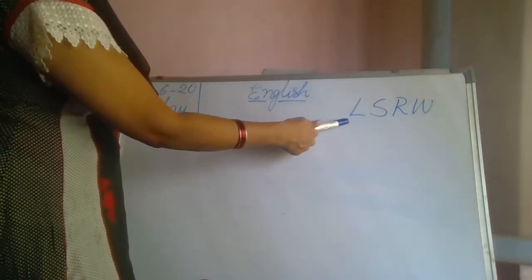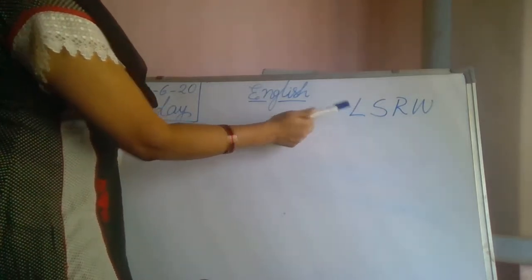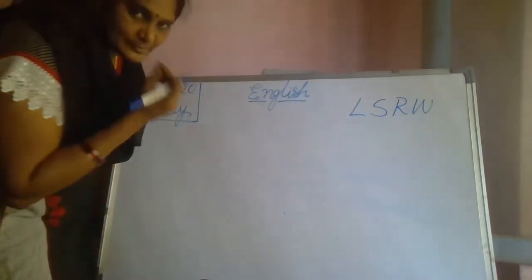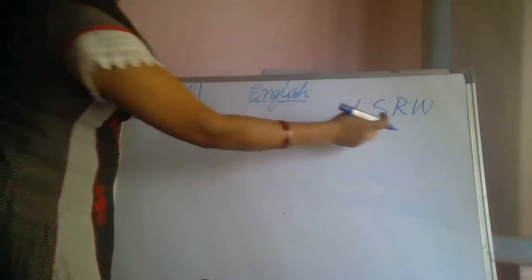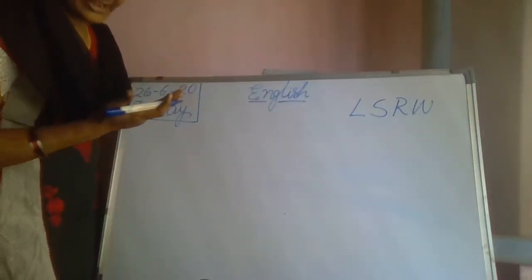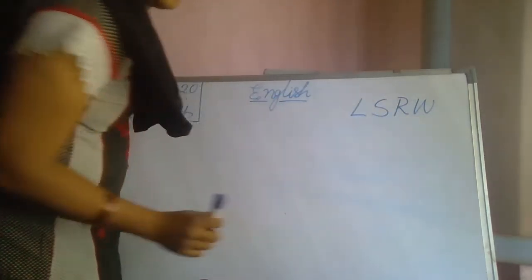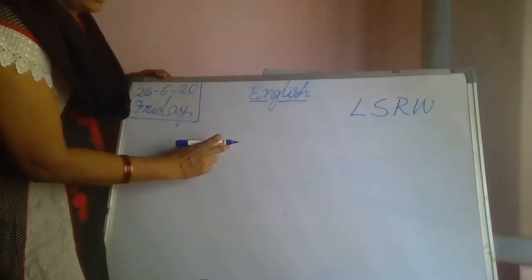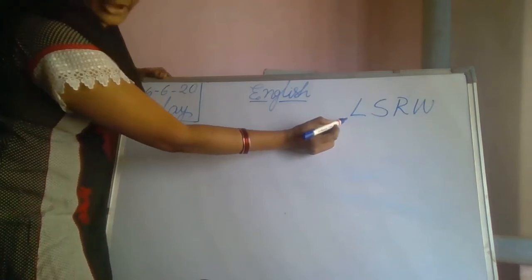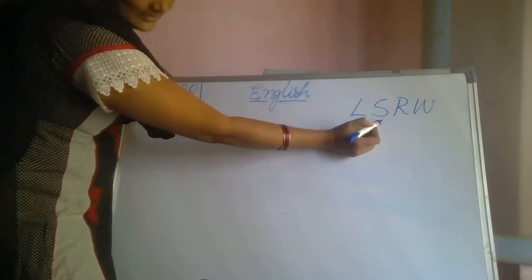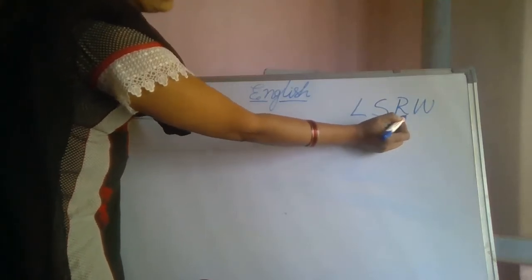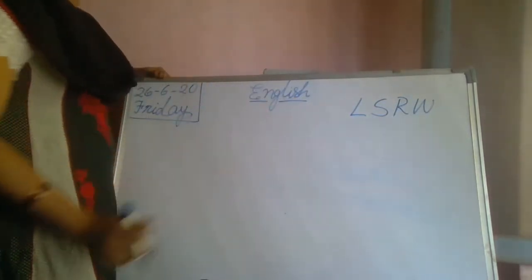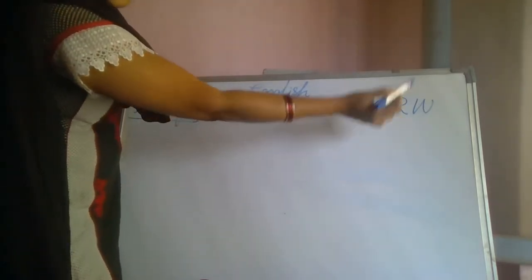Already in previous class I explained. For first class children, listen carefully. L means listening. S means speaking. R means reading and W means writing. First of all, if we create a word, first listen. How can we pronounce? Later you can speak. After you can read. Finally you can write the word. That is meant by LSRW. LSRW means listening, speaking, reading, writing.